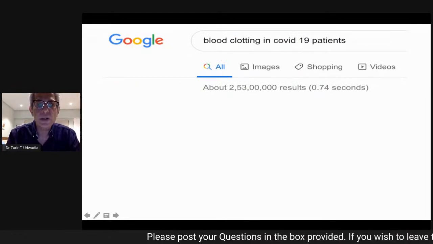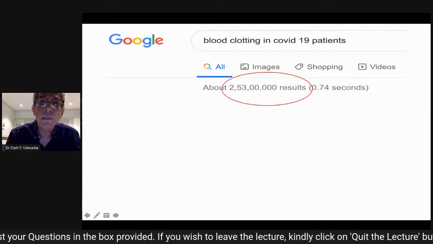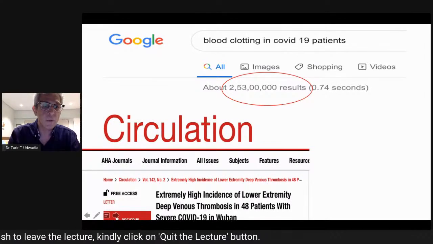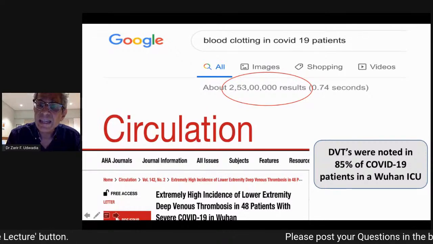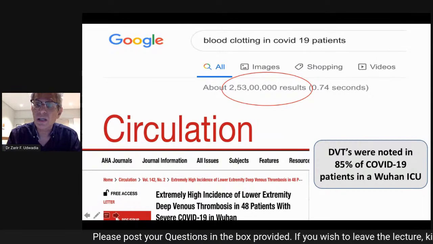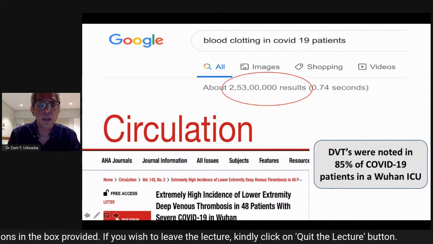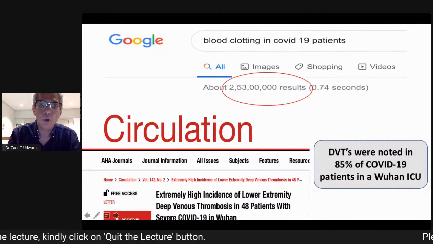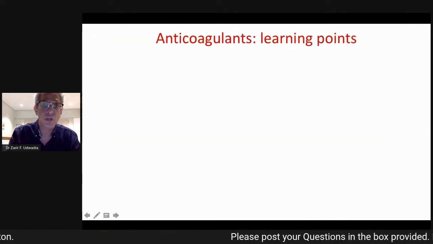And when in an idle moment I punched into Google blood clotting in COVID-19 patients, look at the number of hits I got, 2.5 million. An example is this study from Circulation, which said that DVTs were noted in as many as 85% of COVID-19 patients in a Wuhan ICU. This was in the early days of the pandemic. Many patients were already on prophylactic low molecular weight heparin. And that is a startling figure, because we do know ICU patients are more prone to clot, but this really is taking it almost to extreme.